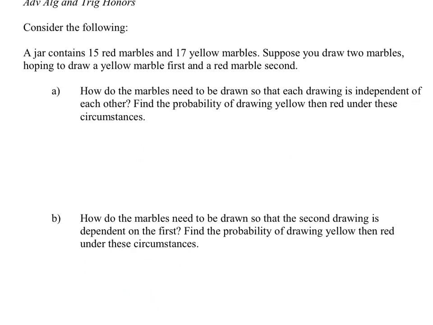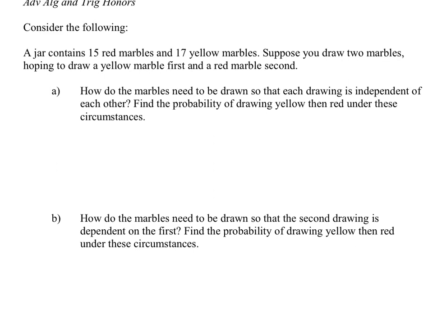Consider the following. A jar contains 15 red marbles and 17 yellow marbles. Suppose you draw 2 marbles, hoping to draw a yellow marble first and a red marble second. Part A. How do the marbles need to be drawn so that each drawing is independent of each other? Find the probability of drawing yellow then red under these circumstances.